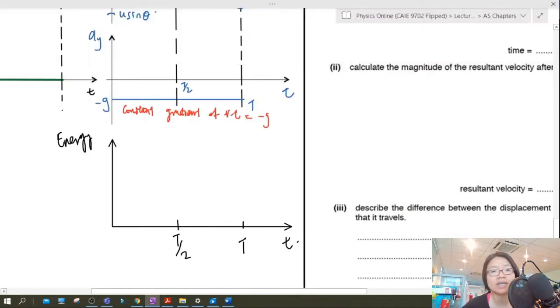So I just include it here for you. So this is energy against time. We know that we are going to draw KE and GPE. GPE is the most straightforward one. At T equal to 2 is the highest point. That is where your GPE is the highest.